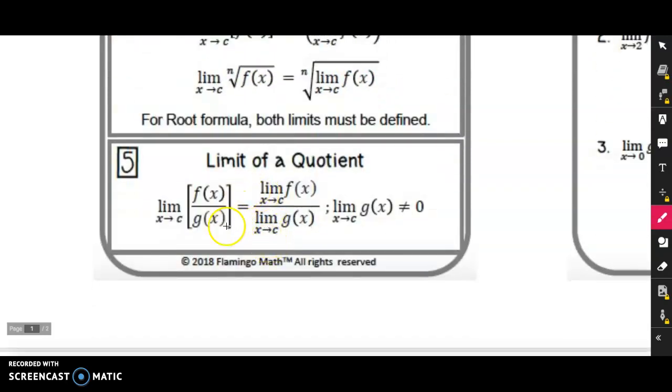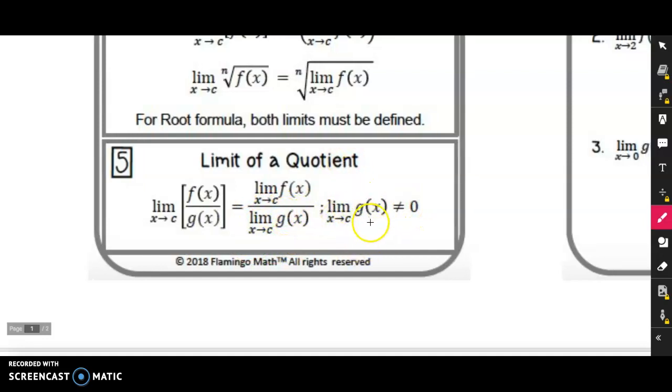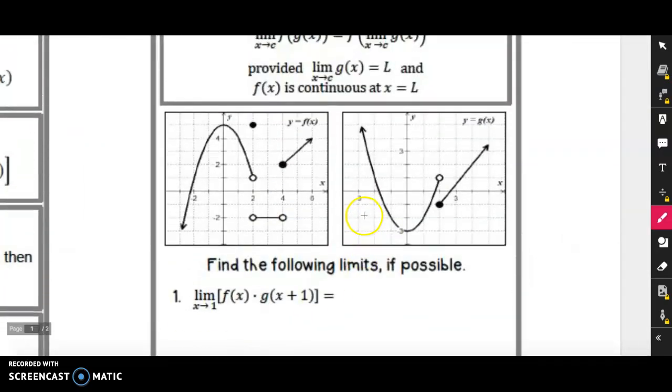And then limit of a quotient as x approaches c. If you have two functions being divided inside of a limit, you can do the division of their limits separately, provided that your denominator limit is not equal to 0, because we can't divide by 0. All right, let's go look at some of these guys.